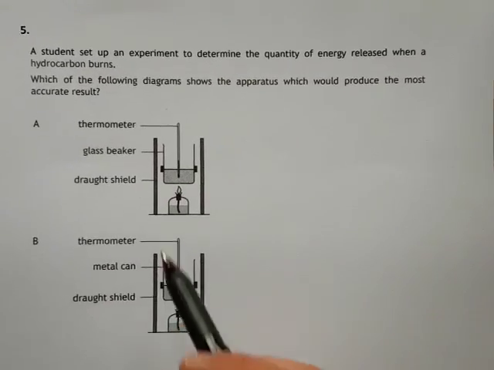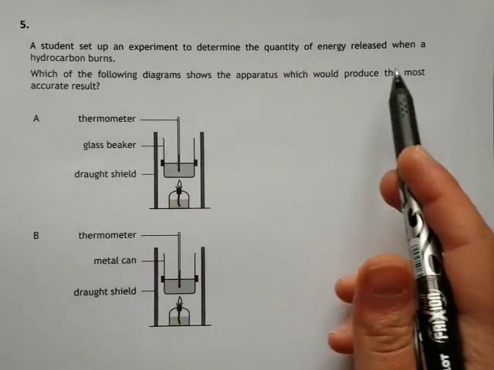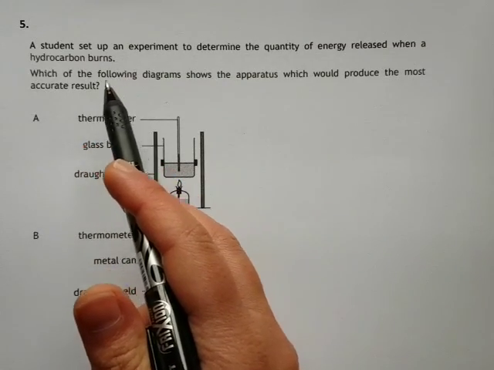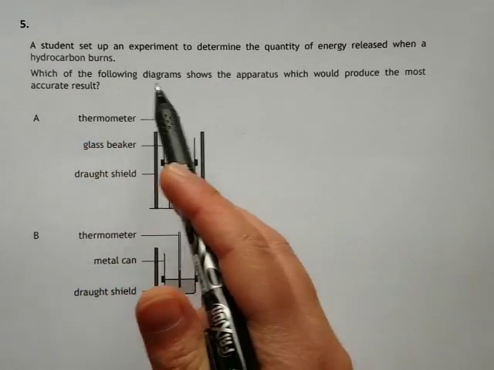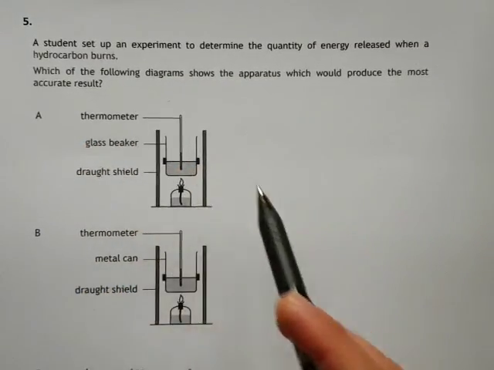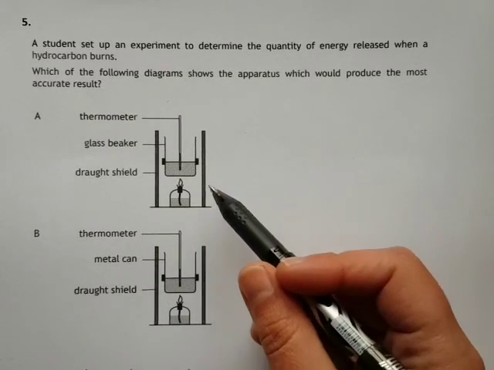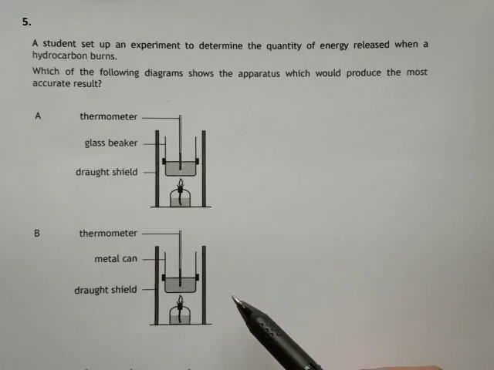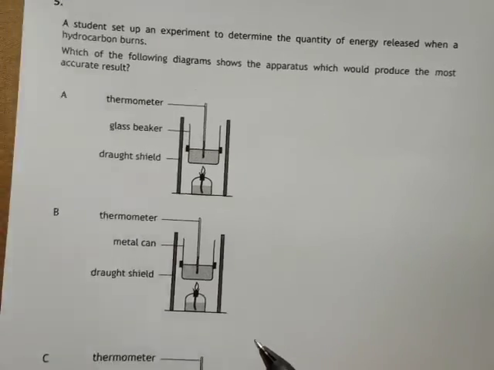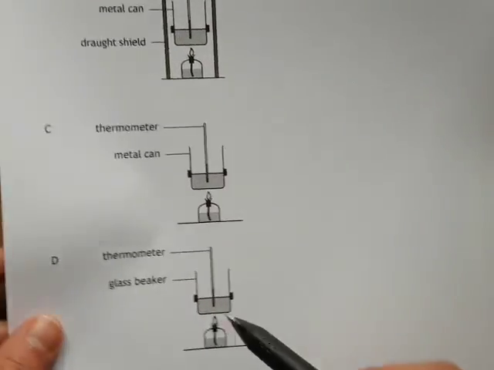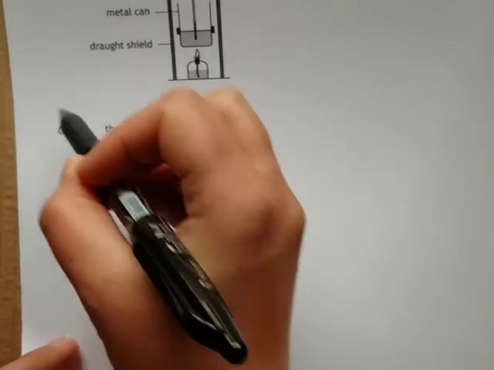Okay, and then the last one was a nice quick one. Question 5 says, a student set up an experiment to determine the quantity of energy released when a hydrocarbon burns. Which diagram shows the apparatus that would produce the most accurate result? Well, again, we did this experiment in class. We used a draft shield to minimise heat loss to the surroundings. So you can see we've got two without draft shields, so straight away we can discount them.